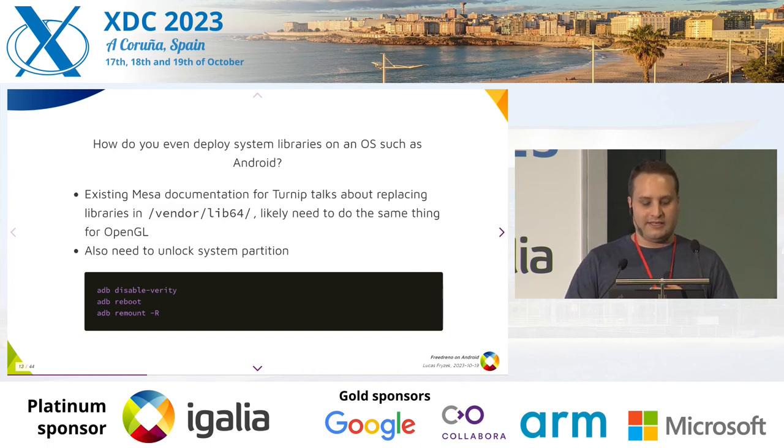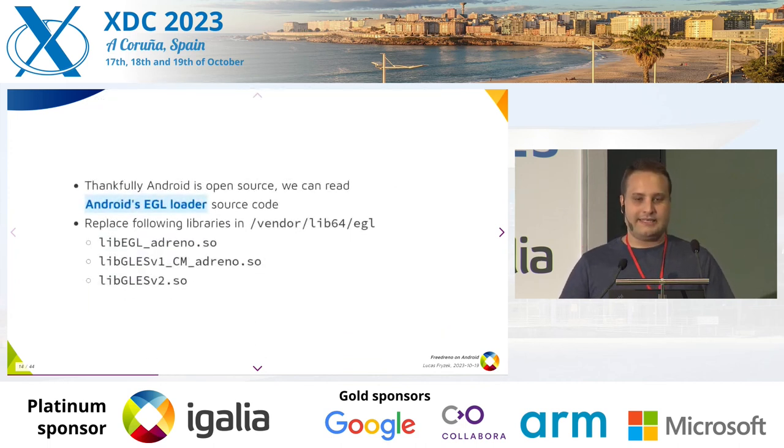And for Vulkan, there are files in the vendor lib64, so a system partition, where the driver files are. In order to access those files so that you can write to them, you need to unlock the system partition, which is not that hard. As long as you have the userdebug ROM, you can just run some ADB commands, and then you have read-write access to the system partition. And to actually find out what libraries Android is loading, thankfully Android is in fact open source, and we can see what's going on there. You can just go into the EGL loader source code within Android and look at what libraries it loads, and find out that it loads libraries from the vendor lib64 EGL folder.